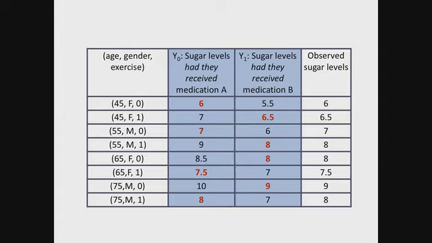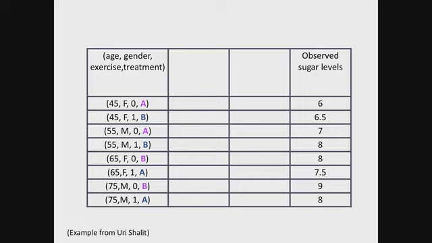And we don't know what would have happened to that individual had they received treatment B. In this case, some magical creature came to me and told me their sugar levels would have been 5.5, but we don't actually know that. That wasn't in the data. Let's look at the next line to make sure we get it. The second individual actually received treatment B. Their observed sugar level is 6.5.